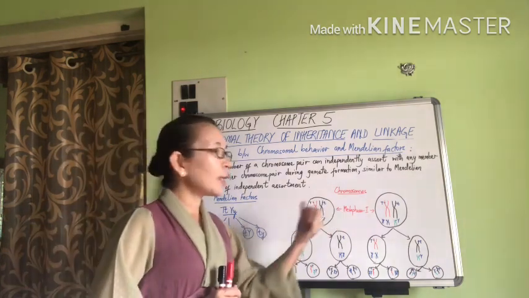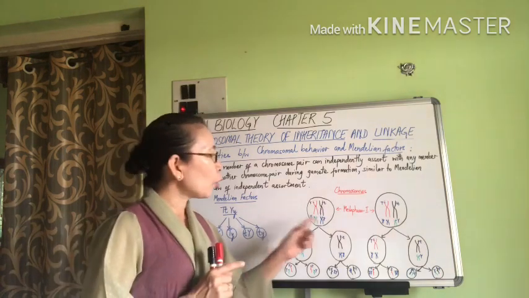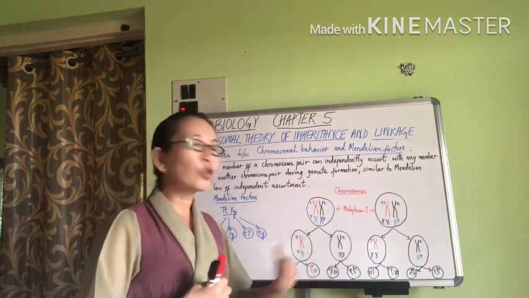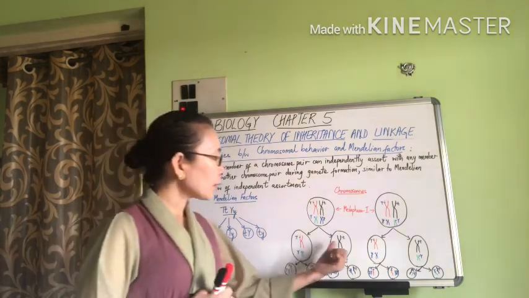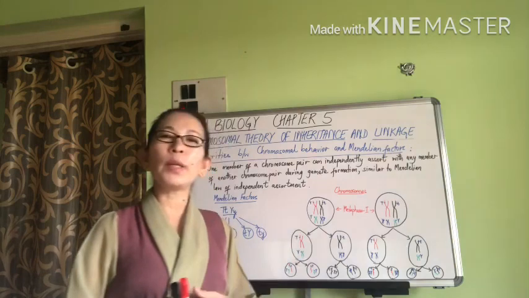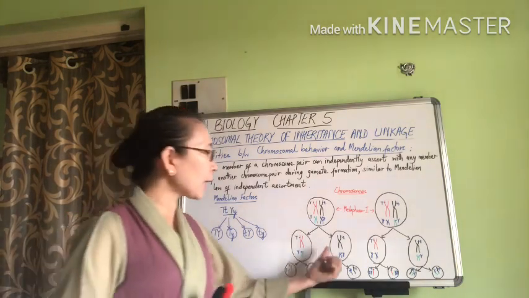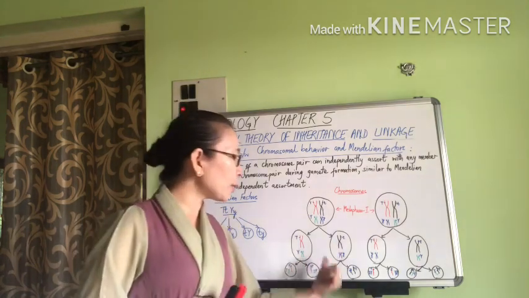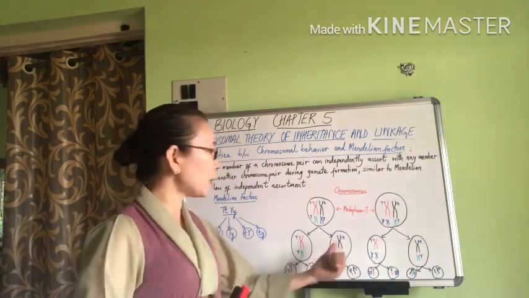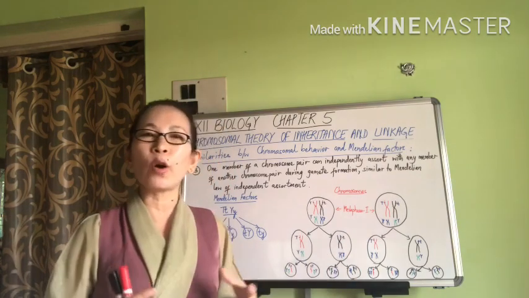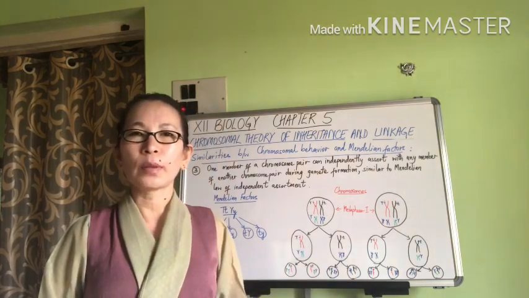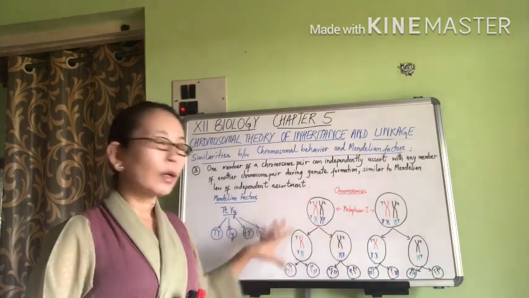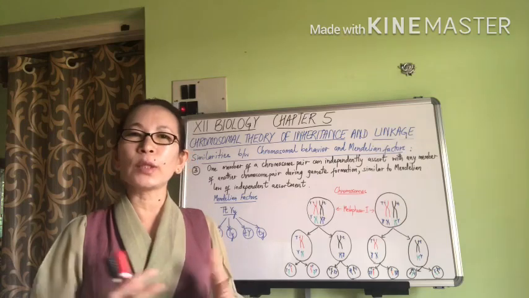Likewise, when the long black and short blue are pulled to the opposite pole, the other daughter cells are going to have the black and blue combination of chromosomes, or black and blue combination of, let us say, the factors. And these gametes are going to have the small t and small y combination. Okay, so this is one possibility of the alignment of homologous chromosomes during metaphase 1.